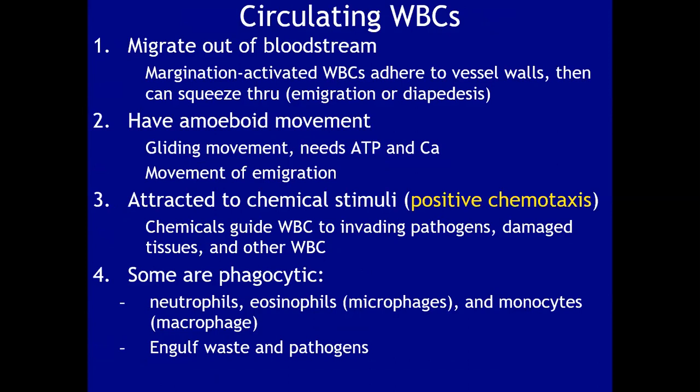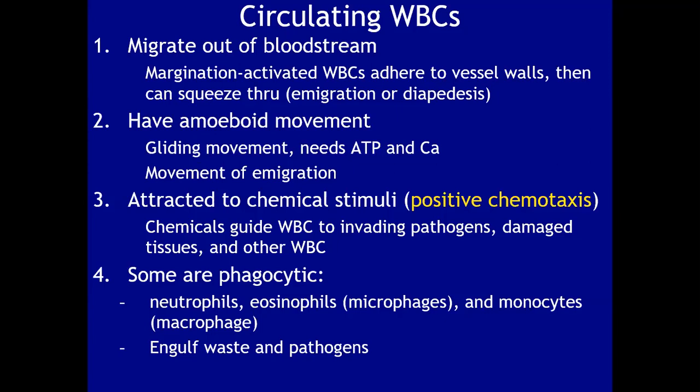So we said they're circulating. They're going to be able to migrate out of the bloodstream. We can call that emigration, or you can call it diapedesis. But they're able to do something called margination, where the activated white blood cell can adhere to the vessel wall and squeeze through at the level of a capillary. So they're able to have this kind of movement that's called amoeboid movement, where they're able to kind of squish themselves through things. If you remember, if you ever watched an amoeba move, it does require ATP, does require calcium in order for us to change the shape of this cell and allow for this emigration or diapedesis.